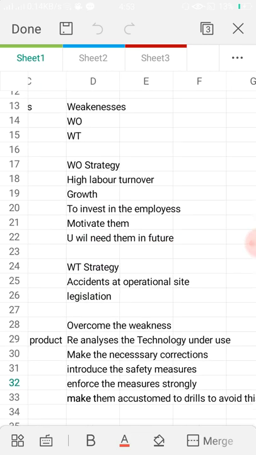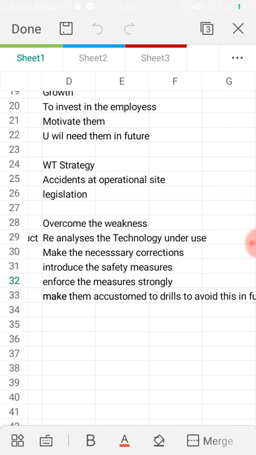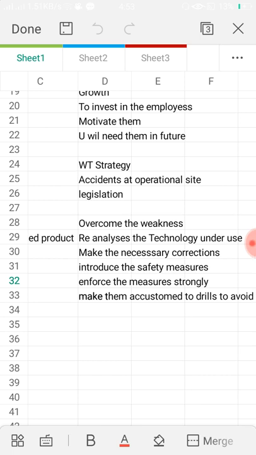WT strategy, it is where we have weaknesses that are accidents at the operational site, and there is a threat of new legislation. Let's say it could be employee legislation. What you need to consider is you need to improve your weaknesses to avoid the legislation. I mean, you can be penalized, you can have an issue, you can be under a reputation risk. You cannot bear these, because you have to work on your weaknesses.